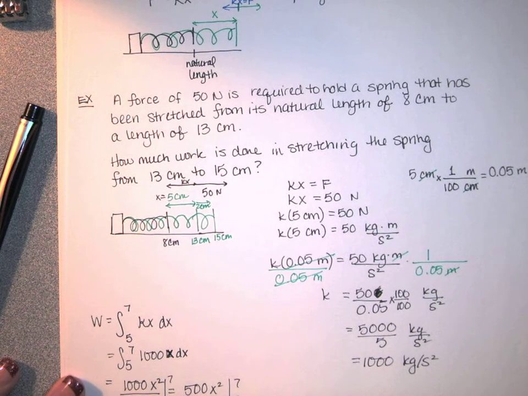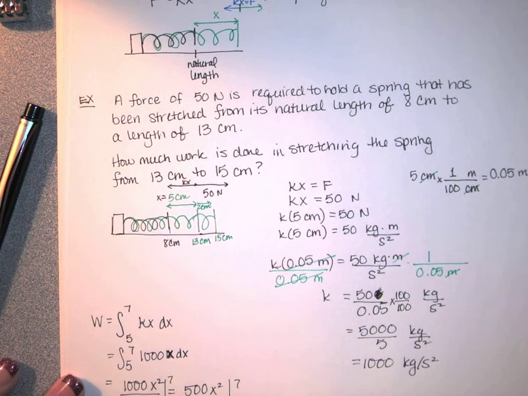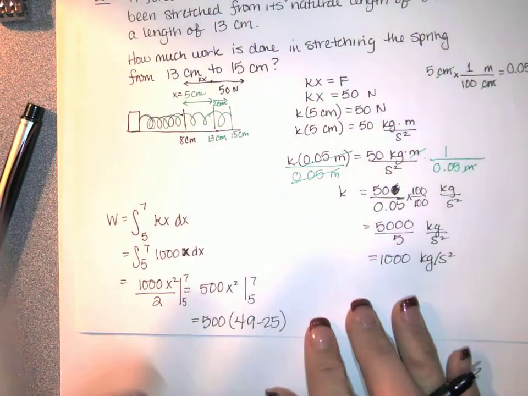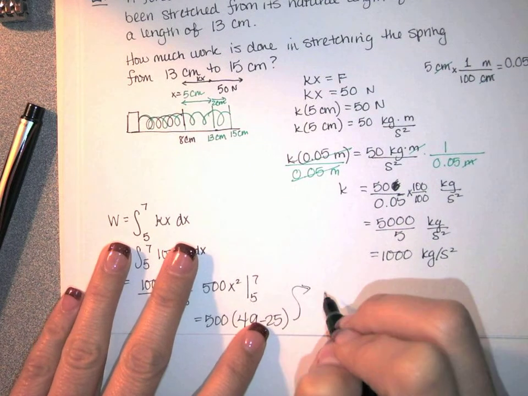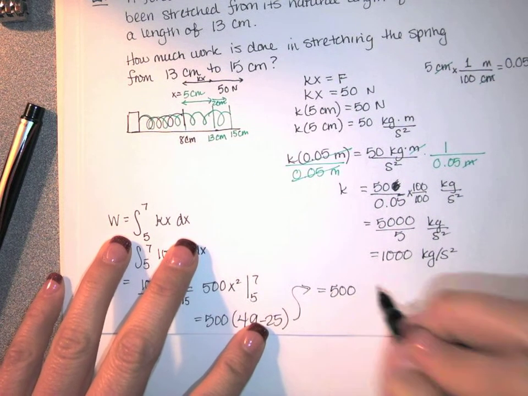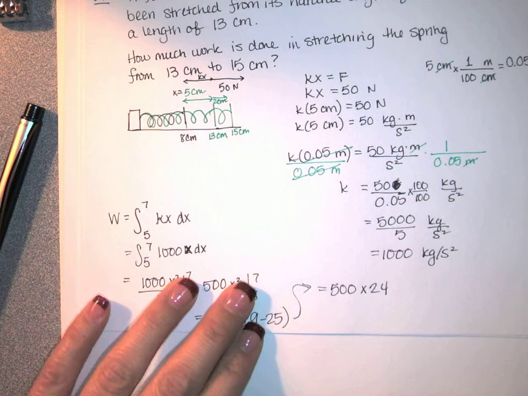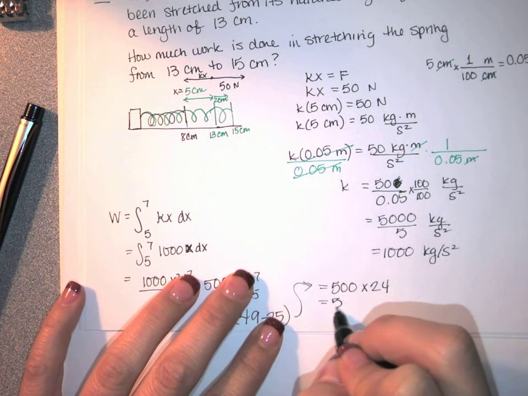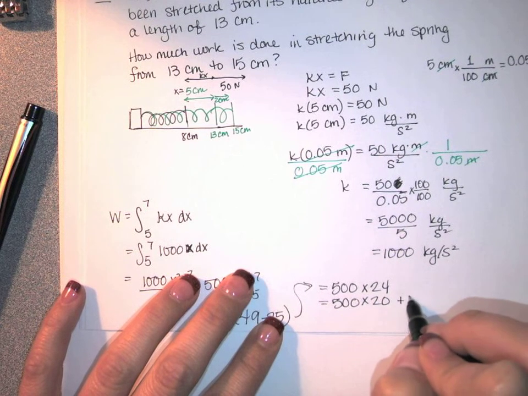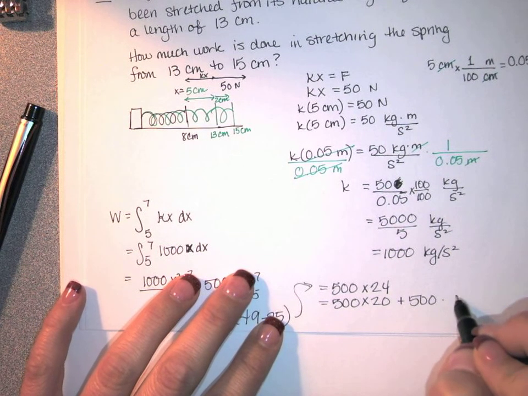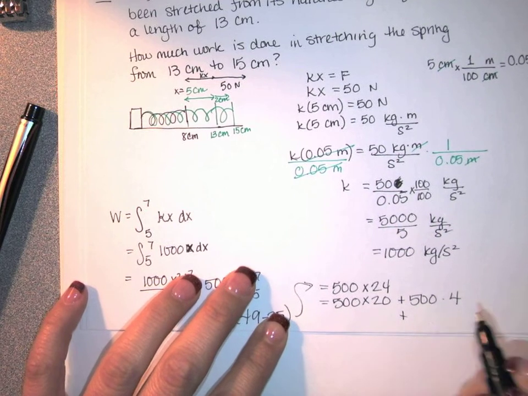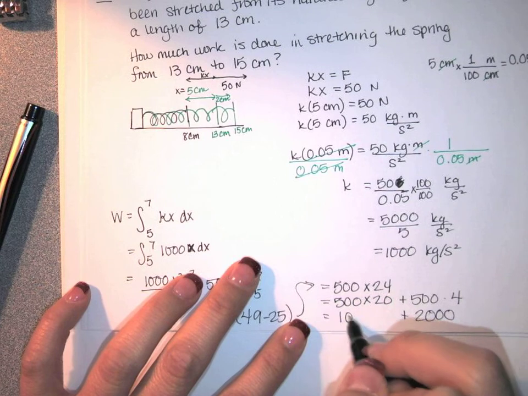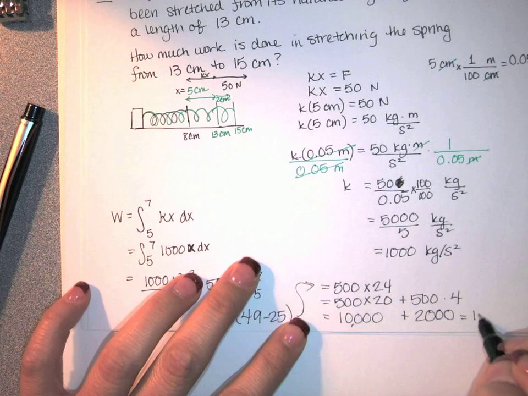So that's 500 times 49 minus 25. What's 49? Oops, you guys can't see that. It's 49 minus 25. I hope you said 24. Okay. And so that's 500 times 20 plus 500 times 4. So this is 500 times 4 is 2,000. And 500 times 20, it's 10,000. And so we get 12,000.